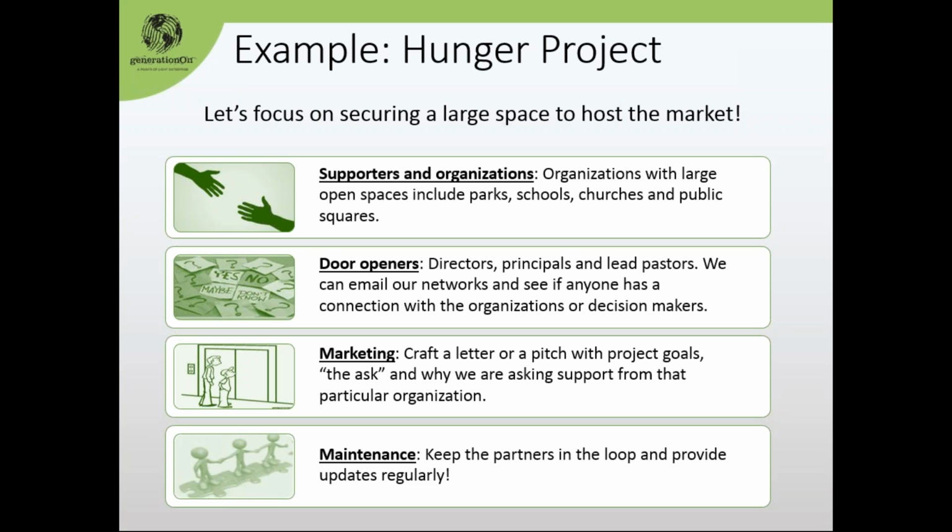So then you would look again for the door openers. Who are the people in your network that you already know that are working in these different institutions or organizations, and see if they can make an introduction to the decision makers of those particular organizations. And the decision makers would be directors, principals, lead pastors if you're talking to churches, and people that are responsible for community engagement and potentially public relations if you want to engage with someone who manages public spaces.